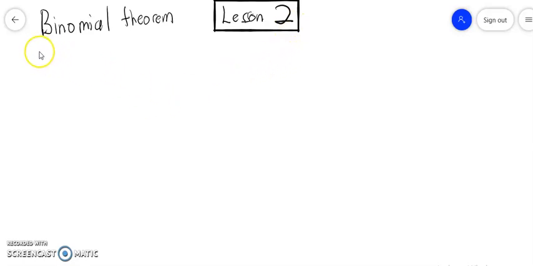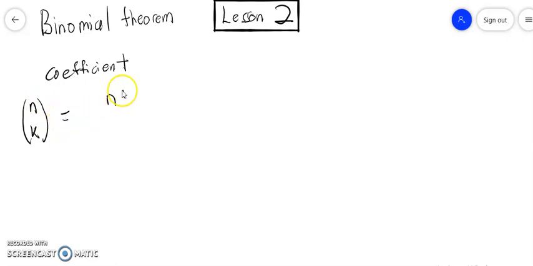Alright, before we proceed with the binomial theorem, I'm going to teach you about the binomial coefficient. The binomial coefficient is given by a formula, n, k, and the calculation here is this.